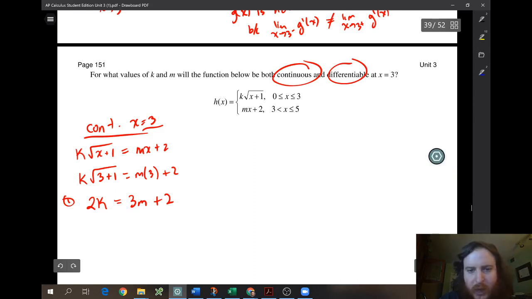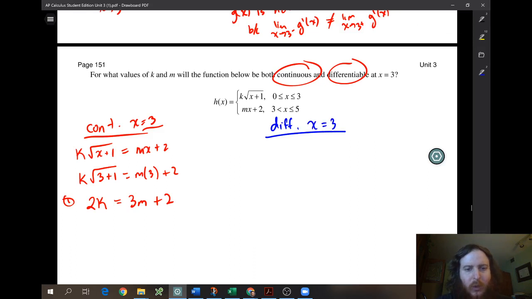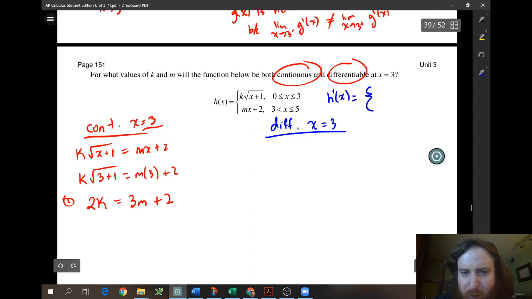Then in addition to that, we're going to have to do a differentiable case. So they're going to have to be differentiable at x equals 3. And before we can do differentiable, we always want to take the derivative. So we're going to do h prime of x. Now, k is just a constant. It's literally going to just hang out. So k times 1 over 2 square root of x plus 1. Technically, that's a box, right? Like chain rule times 1. You don't really need the times 1, but I'm going to write it.